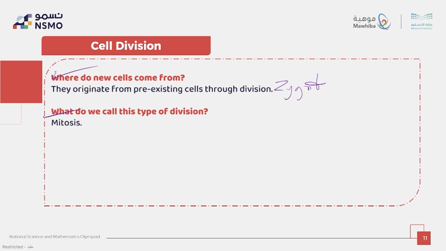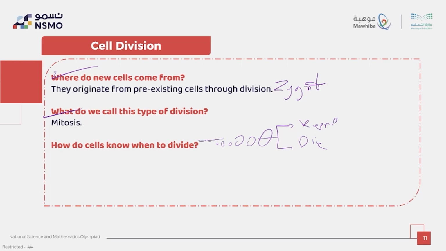Okay, keep going. How do cells know when to divide? Cells know when to divide when they reach a certain size or age. So the cell starts small, then bigger, bigger, bigger. And here it has two ways, whether to die or to reproduce. That's the cycle of the cell. So, as we said, when they reach a certain size or a specific lifespan. And this question we answered.